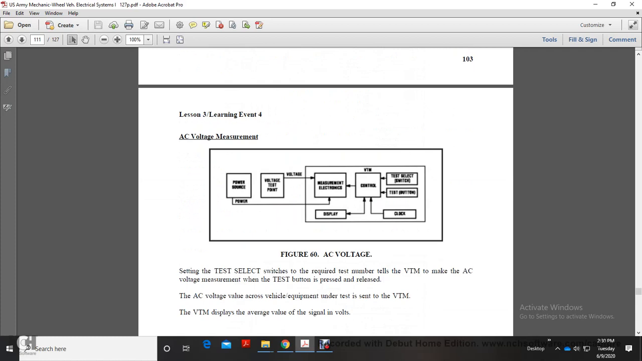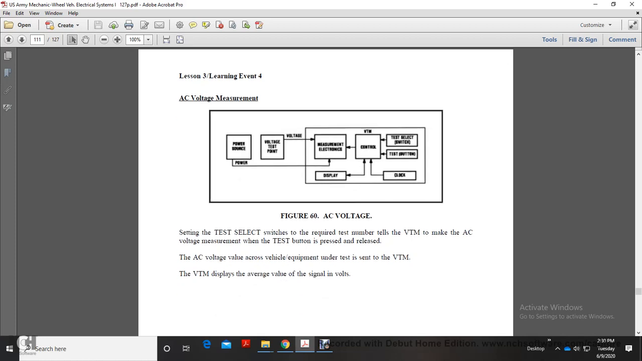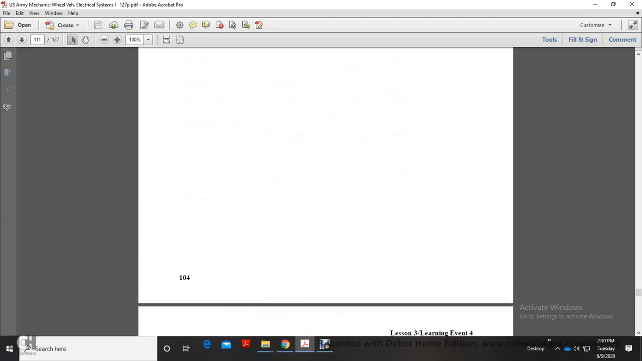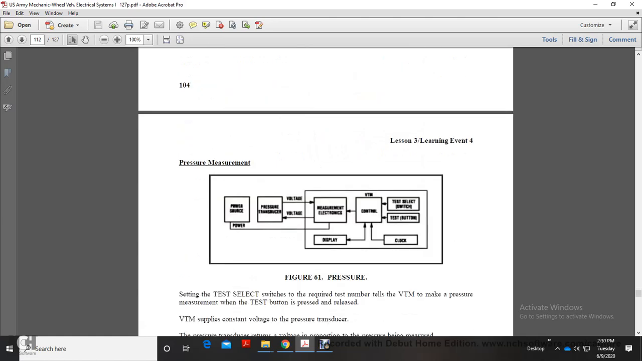Voltage measurement, figure 60, AC volts. Setting the test switch to the required test number tells the VTM to do the AC voltage measurement. When the test button is released, AC voltage values of the vehicle equipment under test are measured. The VTM range displays average values, single, and volts.